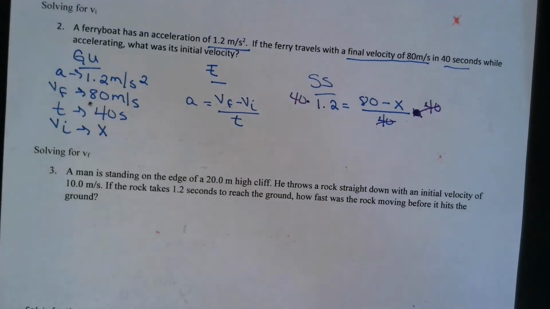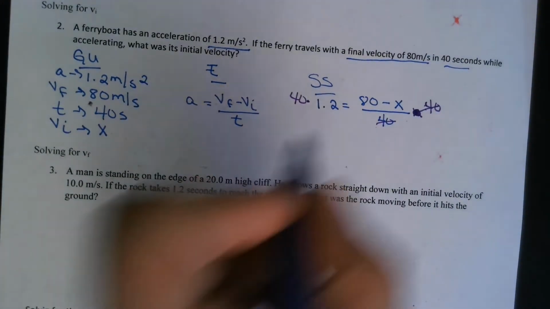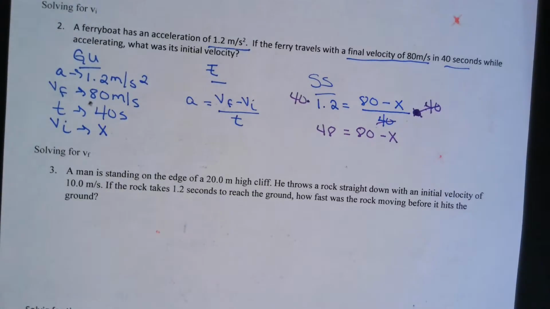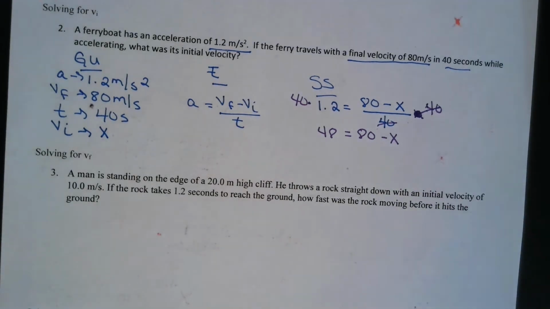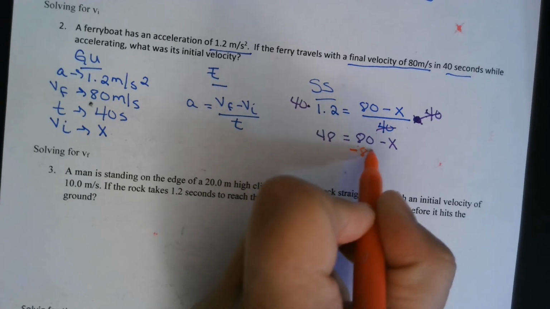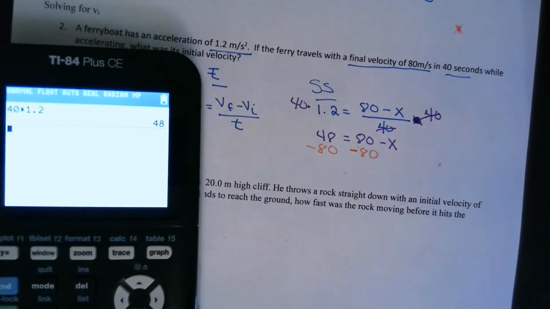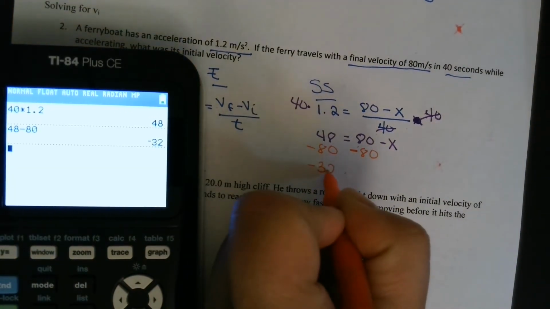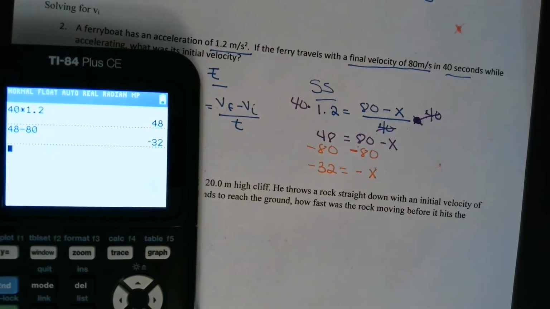Put it in the calculator, 40 times 1.2. And as soon as you get the answer, your answer should have been 48. 80 minus x. Because we have done nothing with that part of the fraction, you want to just bring it down. So the next part is, this is the number being subtracted by x. So it's a positive number, so I'm going to subtract 80 to both sides. So 48 minus 80 gives me negative 32, which is equal to negative x.